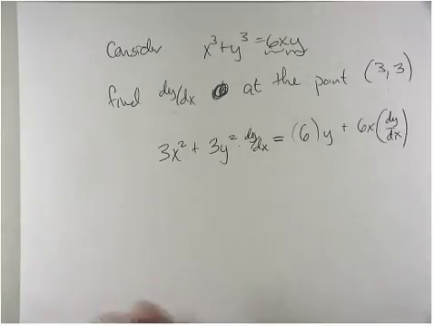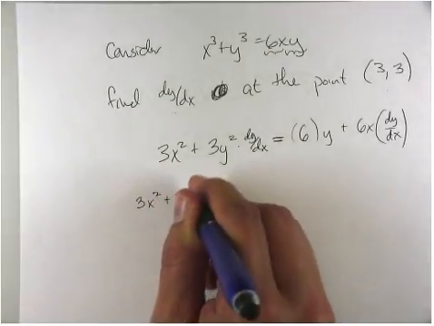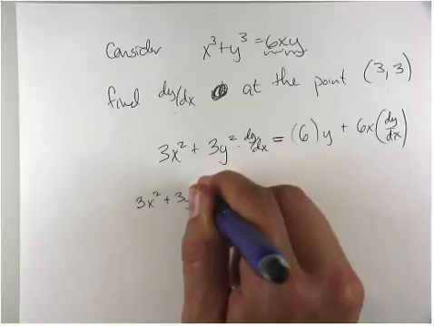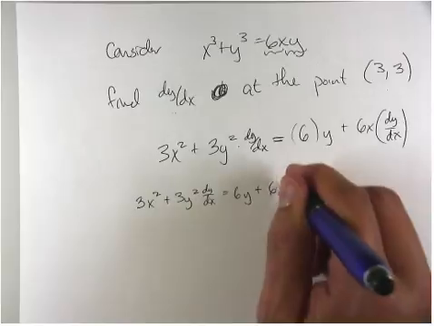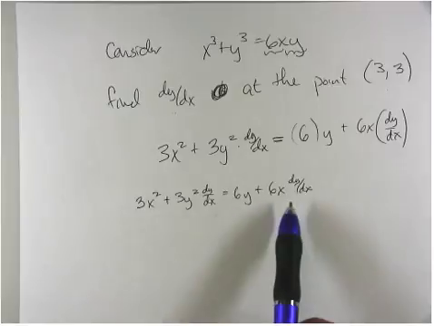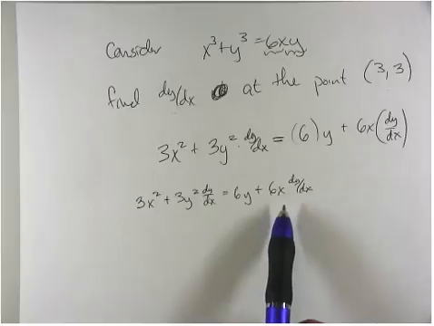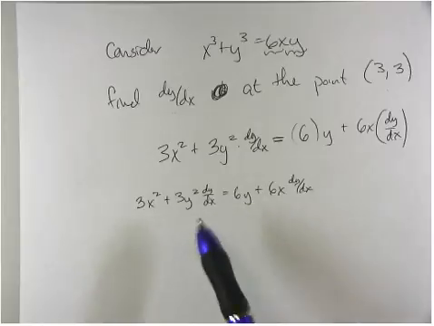All right, so here's the whole thing laid out. I have 3x squared plus 3y squared dy/dx equals 6y plus 6x dy/dx. I have two options from here. One option is to find out what dy/dx is exactly. So I need to solve this for dy/dx. I'm interested in what dy/dx is. I better get that by itself. So let me get all the dy/dx's together.